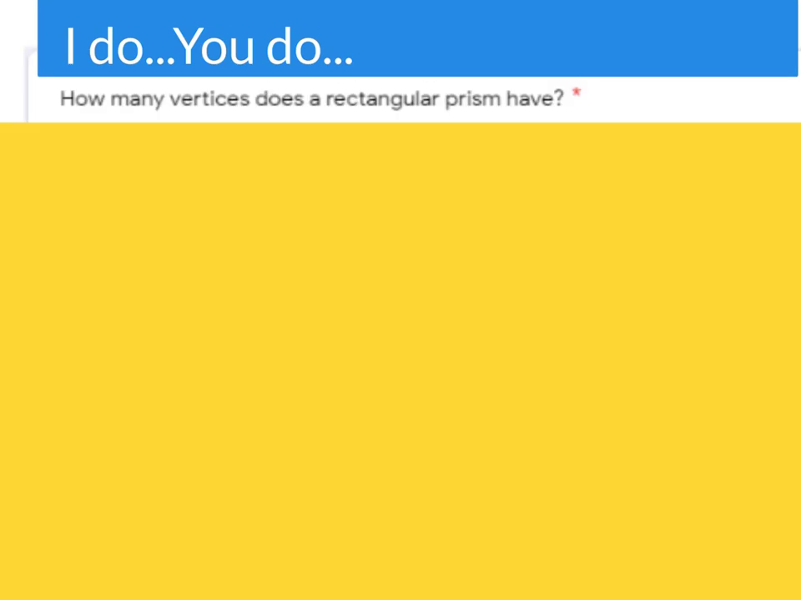Last one, how many vertices? Remember what vertices are. They're where edges meet edges. You have to have 3 or more edges that meet in a single point, which is then called a vertex. How many vertices does a rectangular prism have? So let me draw a rectangular prism.